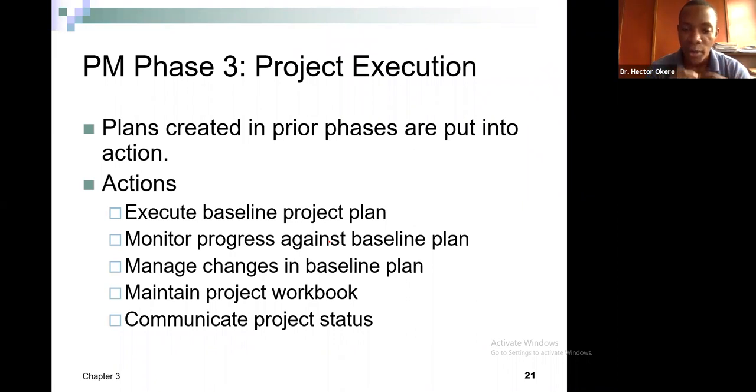During execution, you need to monitor the progress of your baseline plan. How do you monitor your progress? You check your timeline. We decided to use 1 day to do activity 1. We decided in the plan to use 3 days to do activity 2. But by the time you finish activity 2 and check your schedule, it says it's already been 1 week and you are only at activity 2. What does that mean? It means you're lagging behind in time. So you need to move at a faster pace.